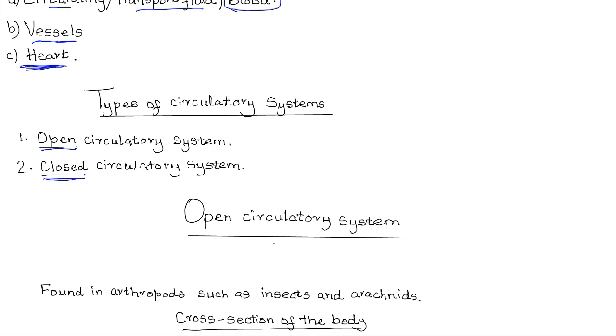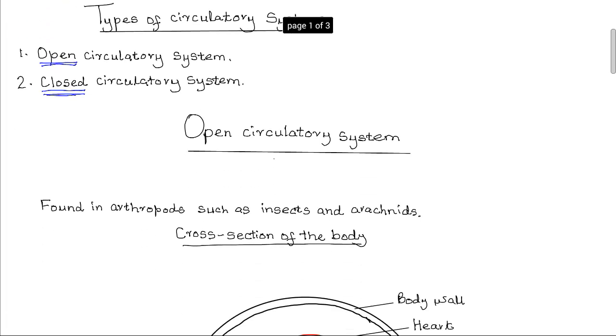We will start by looking at the open circulatory system. The open circulatory system is one in which the blood is pumped and flows through the body cavity known as coelom. The body cavity of animals is known as coelom. So this blood is pumped by the heart and flows through the coelom. The coelom is the free space between the body wall and organs. So in between the organs in the body, the cavity is known as the coelom, and it is through this coelom that the blood flows.